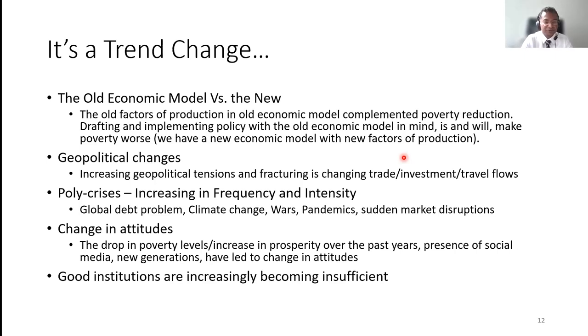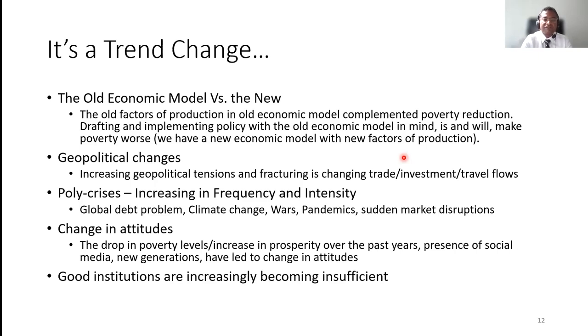There are fiscal problems experienced. A lot of countries, governments experience fiscal problems. There are wars, pandemics, then other sudden market disruptions. There's a change in attitude in terms of supporting the poor, probably because of the success of the past few years, or past few centuries or decades.